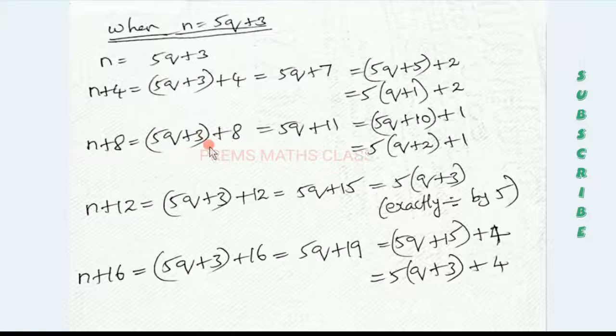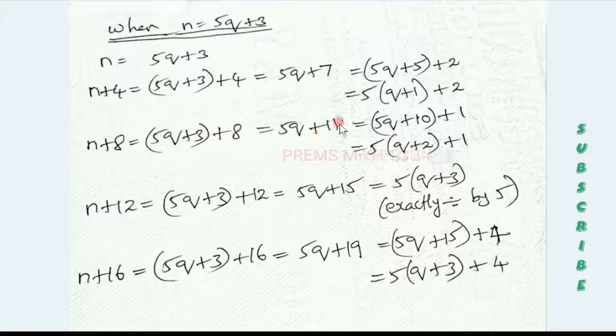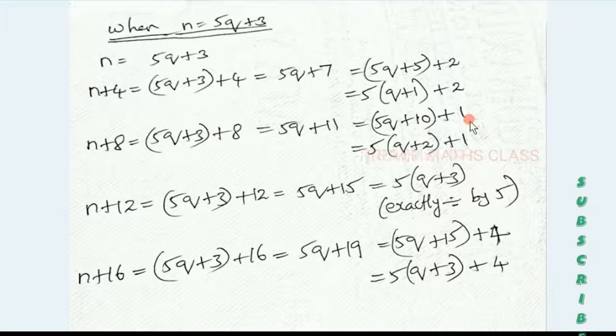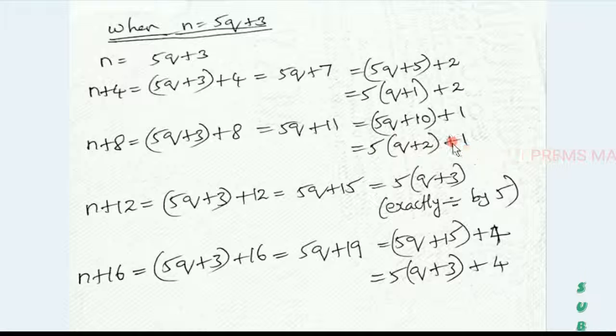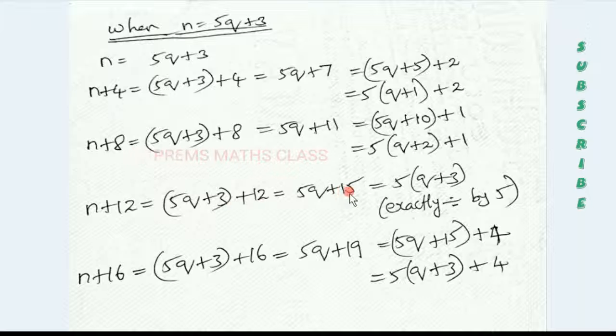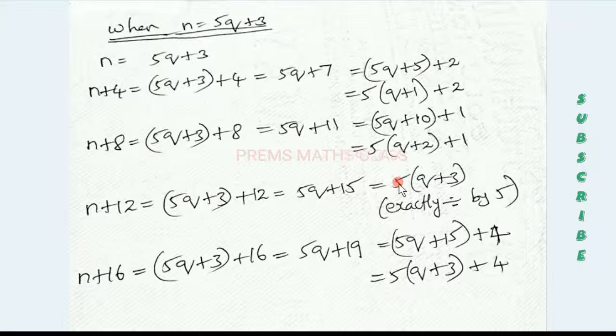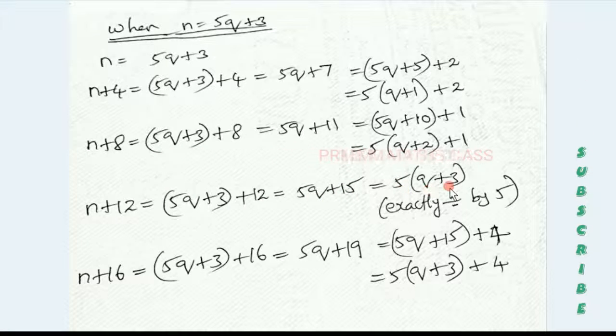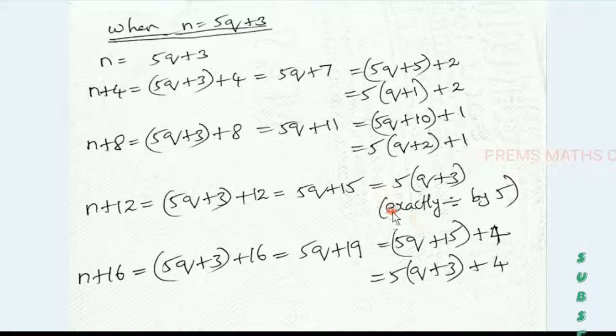Next, n plus 8. So 5 cube plus 3 plus 8 is 5 cube plus 11. This 11 can be written as 10 plus 1. So taking 5 common, 5 into cube plus 2 plus 1. So the remainder is 1. So not divisible by 5. Next is n plus 12. So n is 5 cube plus 3 plus 12. 12 plus 3 is 15. Now taking 5 common, 5 into cube plus 3. Here no remainder. So this is exactly divisible by 5.